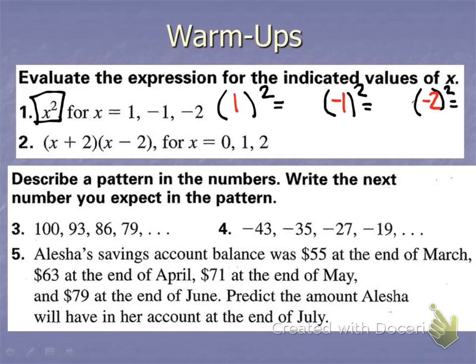What is 1 squared? 1, there's your first answer. What is -1 squared? Remember, it's -1 times -1, which is +1. And what is -2 times -2? 4, +4, good. So, for number 1, your answers are 1, 1, 4.